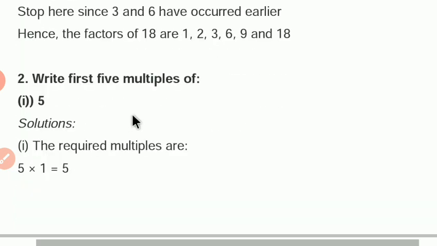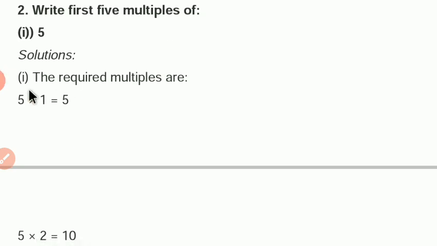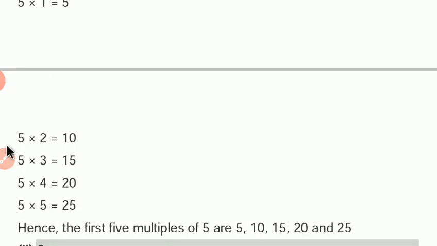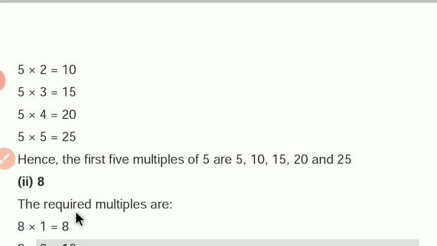Now question number 2, write the first 5 multiples of 5. We have seen that a multiple is obtained if we multiply a number with natural numbers, starting from 1. Or we can say that we have to write the table of 5. First 5 multiples means till 5 times we have to write. So 5 into 1, 5. 5 into 2, 10. 5 3s are 15. 5 4s are 20. 5 5s are 25.